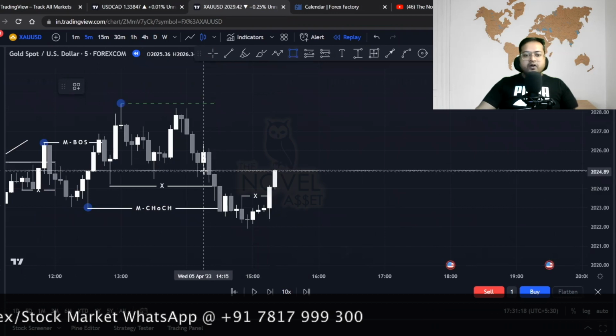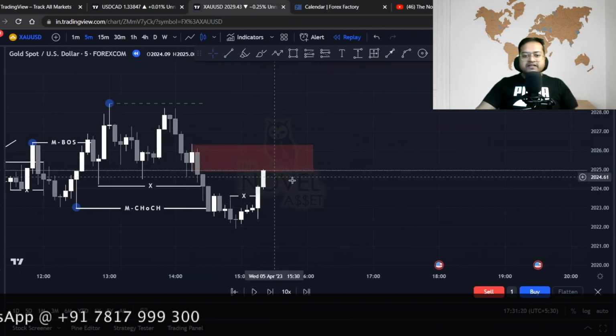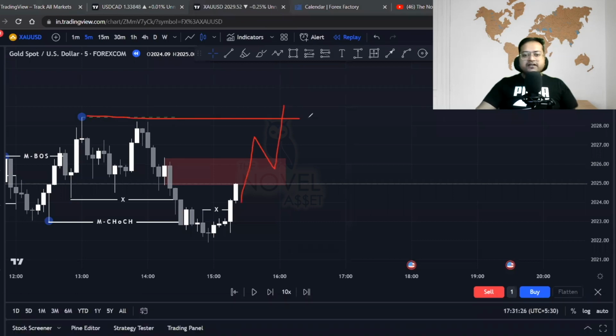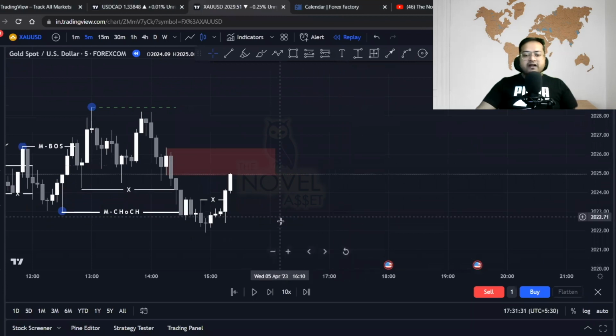So this is an order block in the market. Let's see if the market respects this order block, or what will happen. The price will try to go towards the upside and then will give you another change of character towards the upside. So this is how you can read the price action on a regular basis and know the market structure.